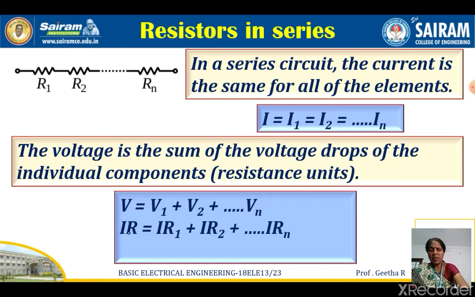This R is nothing but the equivalent resistance, you can say the total resistance of the circuit. There are n number of resistors connected. The equivalent resistance is denoted as R. So when both the left hand side and right hand side are divided by I, you will get R equivalent is equal to R1 plus R2 up to Rn. So from this you can conclude when n number of resistors are connected in series, its equivalent resistance is very simple, summation of all the resistances.